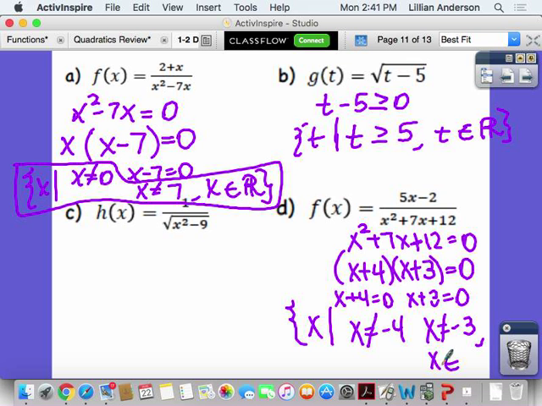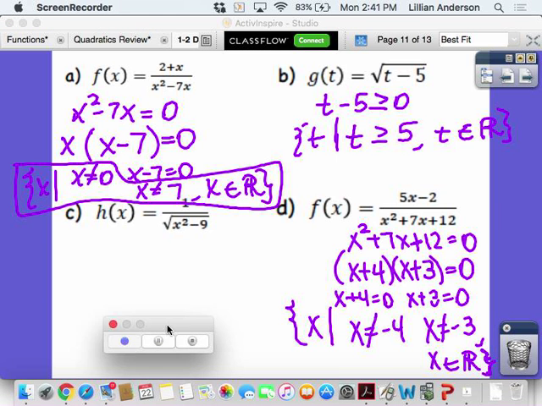And x is the element of what types of numbers? Wait, what about the stuff on the top? Doesn't matter. Now when it comes down to domain and range, it matters for other things, but not domain and range. I'm telling you, boy. Hard and not hard.